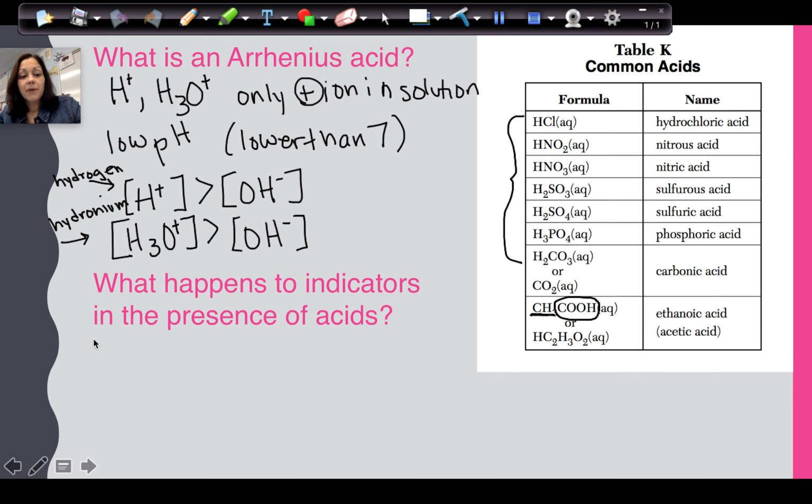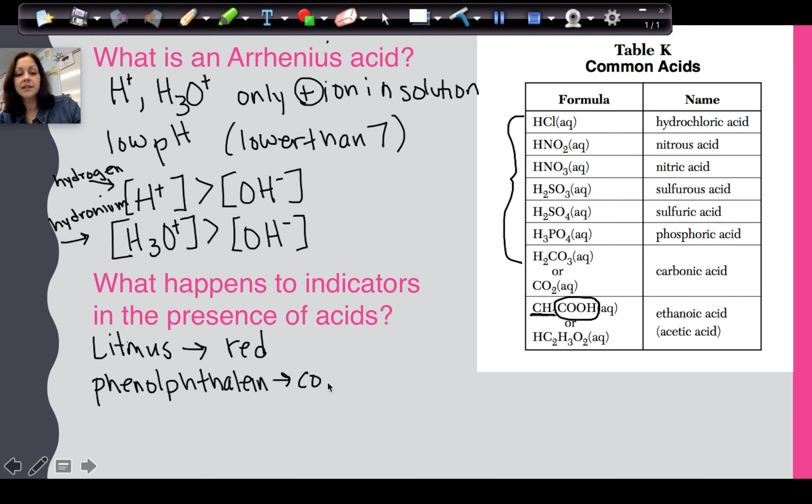For indicators, the main indicators that we talk about are litmus and phenolphthalein. For litmus, in the presence of an acid, you're going to get litmus to be red, and phenolphthalein, in the presence of an acid, will show a colorless solution. So it will not change color in the presence of an acid.